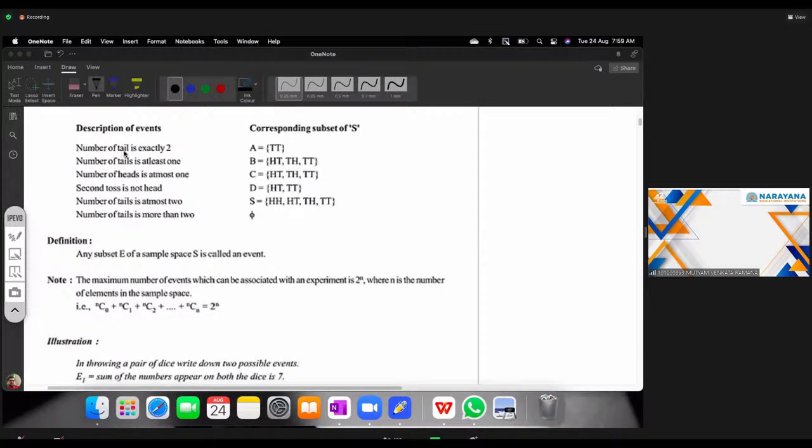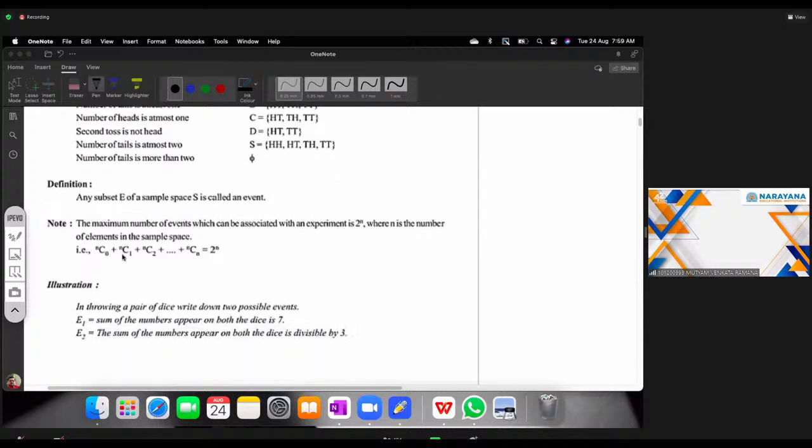Number of tails is exactly 2, this is the corresponding sample space. Number of tails is at least 1, this is the sample space. Number of heads is at most 1, is this one. Second toss is not a head. Number of tails is at most 2. Number of tails more than 2, null set. Any subset E of the sample space is called the event.